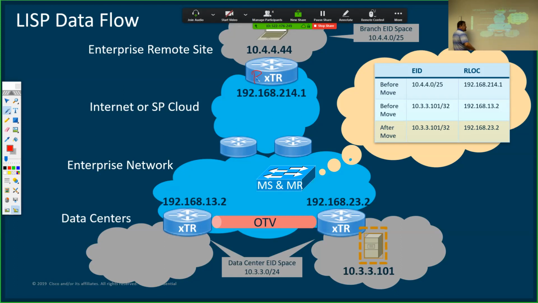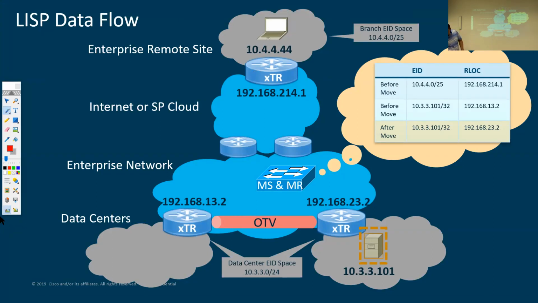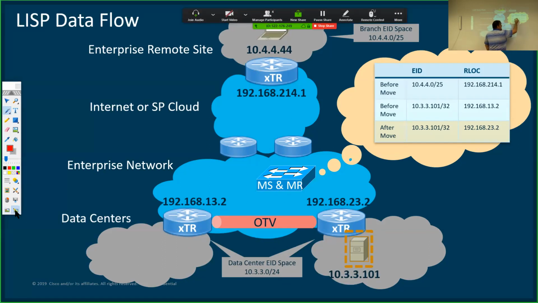So we might start off this entire thing. Oops, hang on a second, I think we actually do. I'm going to slide one step forward here. So we start off right over here. My host, 10.3.3.101, is at this data center. Notice that my ingress tunnel router connects to the map server that we have out over here and says, hey, to reach a 10.3.3.101 out over here, you need to get to my IP address of 192.168.13.2 at this point.